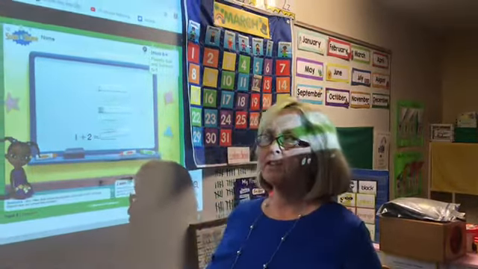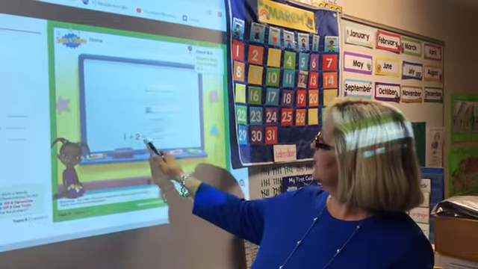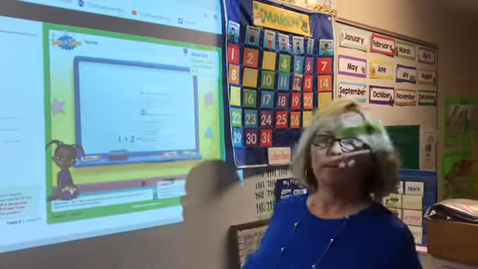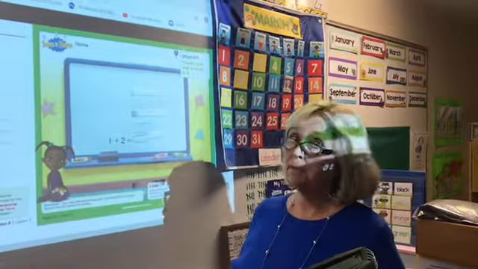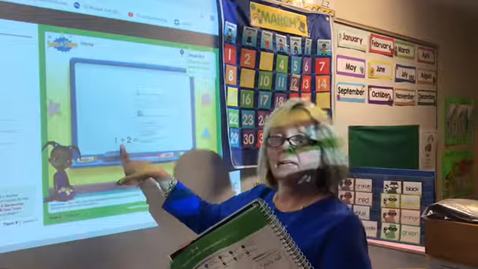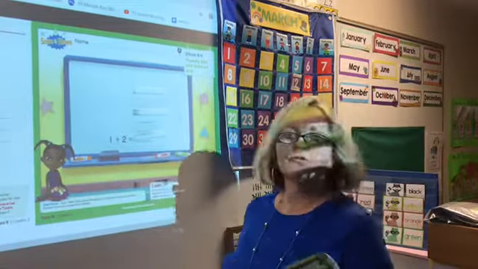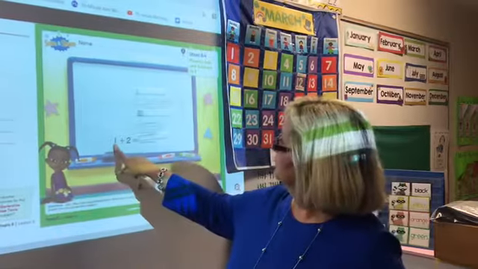Hi Husky Pups, glad you were working hard talking with your special someone about this math problem. Let's read it together. 1 plus 2 equals, and we don't know what it's going to be, or maybe you do. Now, when you see this sign right here, that means we're going to add or put things together. Let's illustrate what we have down here.